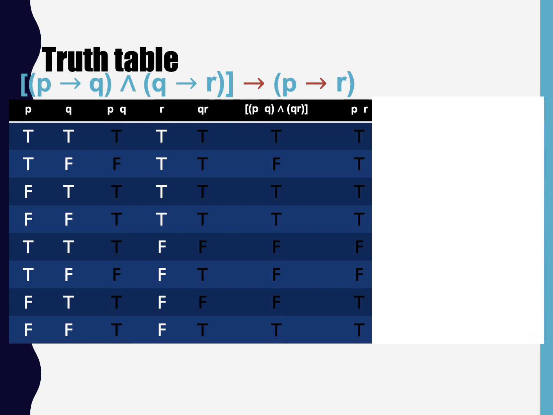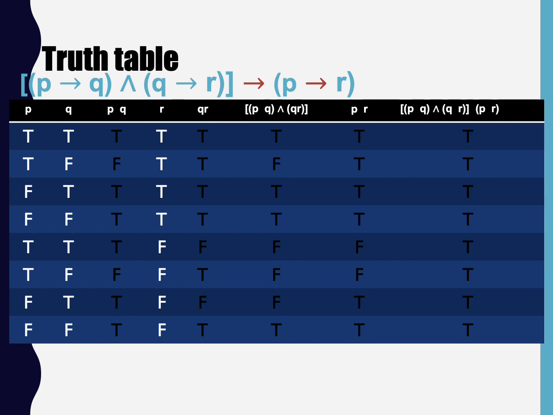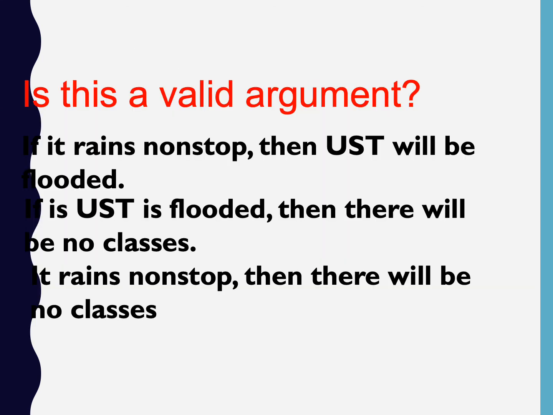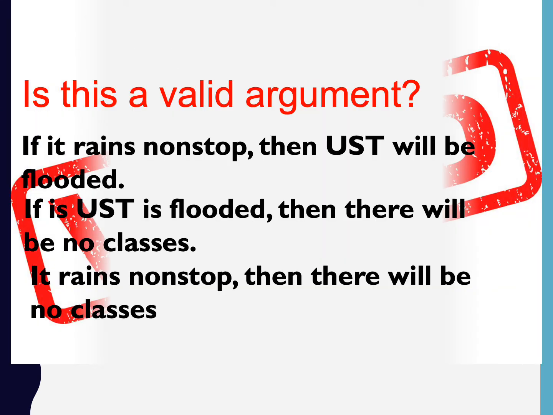And lastly, we get the conditional statement of the last two columns, which will give us these values. Notice that all of the entries on the last column are true. Hence, this argument is valid.